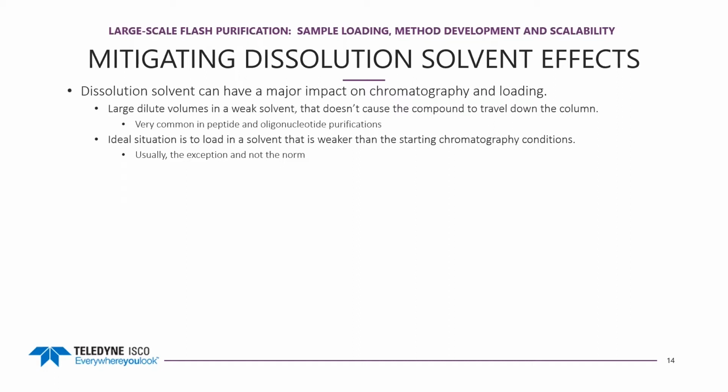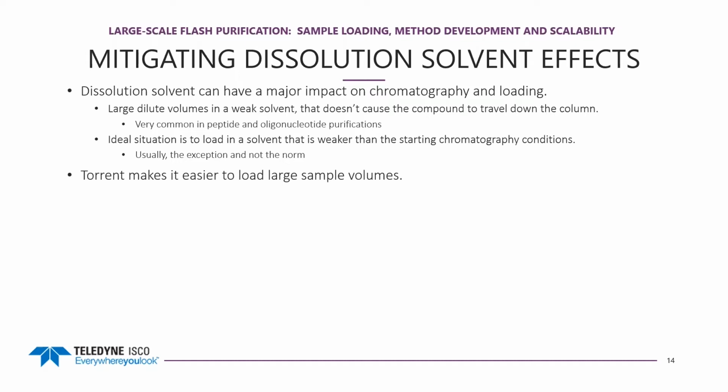We find this is very common in peptide and oligonucleotide purifications, where they'll load just a very dilute sample. We're talking about liters onto prep columns, and it just sits at the top and then travels down once the gradient begins, and they can load a lot of sample that way. If they were to load that in a stronger solvent, it would begin to travel down the column, and they'd have some initial band broadening that would be exacerbated as the compound travels down the column, which makes for a difficult purification. In general, the ideal situation is always to load in a solvent that's weaker than the starting chromatography conditions. Usually this is the exception and not the norm, as solubility is always a constant battle with our compounds and our chromatography.